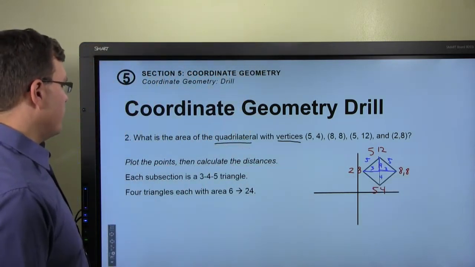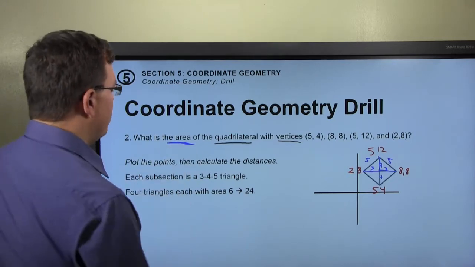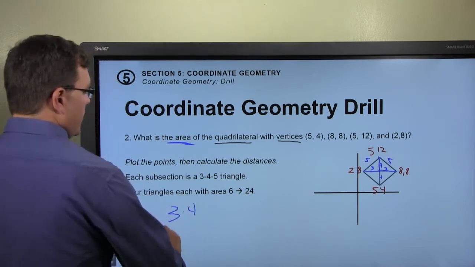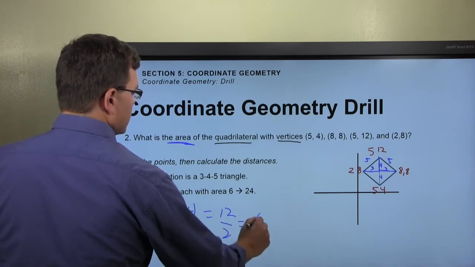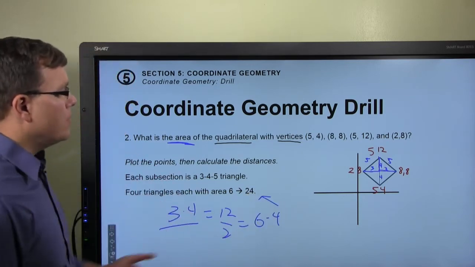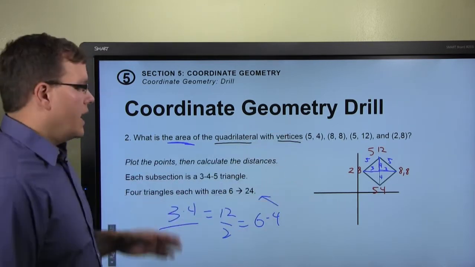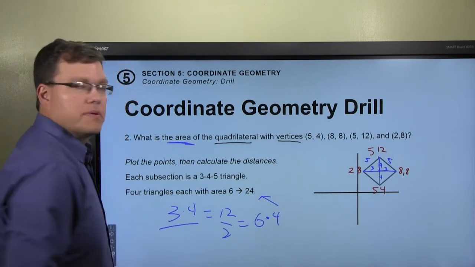So there are 4 triangles. We want to know what's the area. We have 4 triangles, and each of them has a base of 3 and a height of 4. So that's 12 divided by 2 equals 6, and there are 4 of those, and that's 24. The perimeter of this thing is going to be 20, because we have all those 5s, and the area is going to be 24. That's a multiplication.